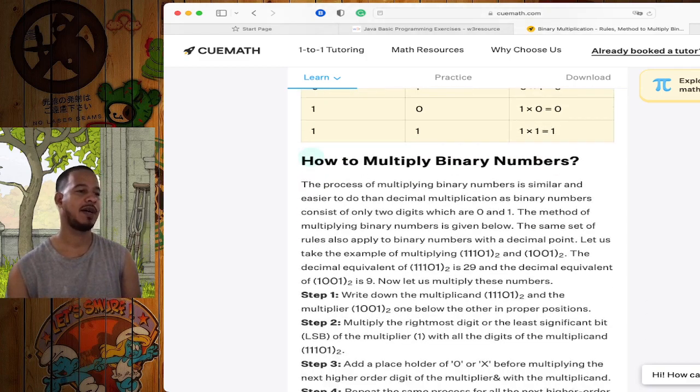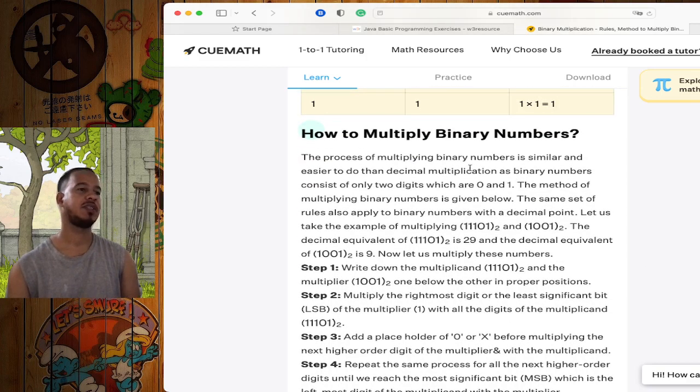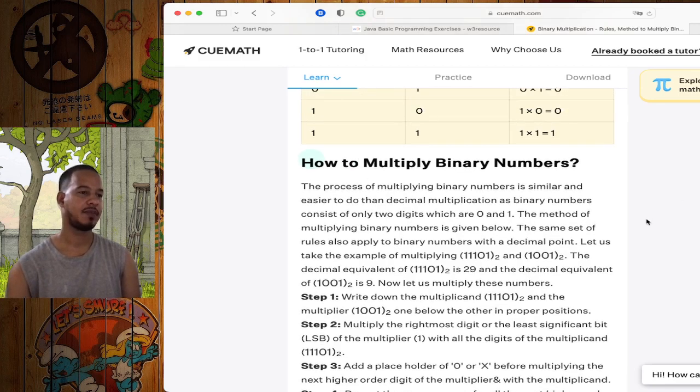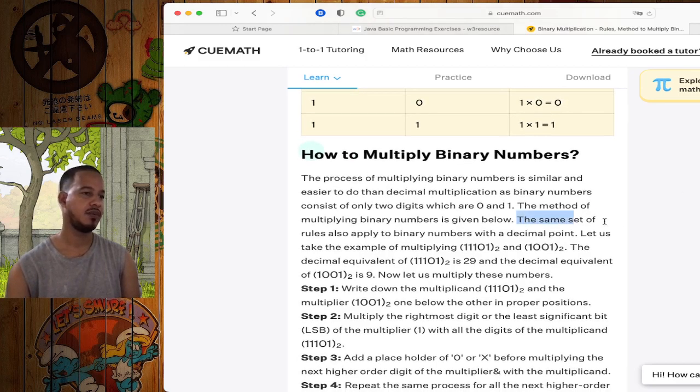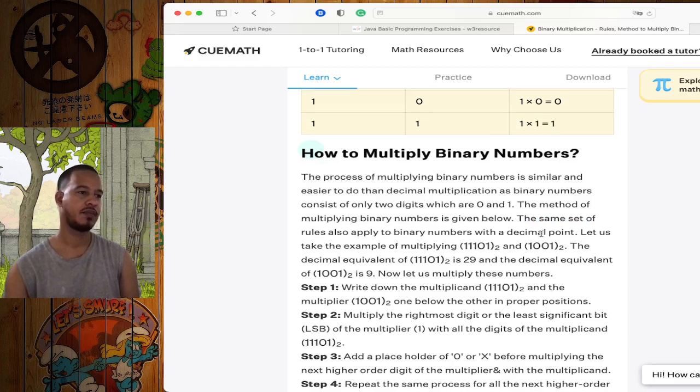So how do you multiply binary numbers? The process of multiplying binary numbers is similar to, and easier than, decimal multiplication, as binary numbers consist only of two digits, which are 0 and 1. The method of multiplying binary numbers is given below. The same set of rules also applies to binary numbers with a decimal point.